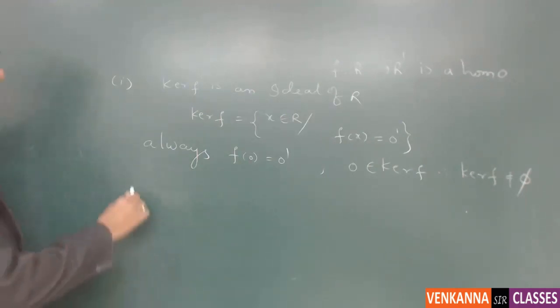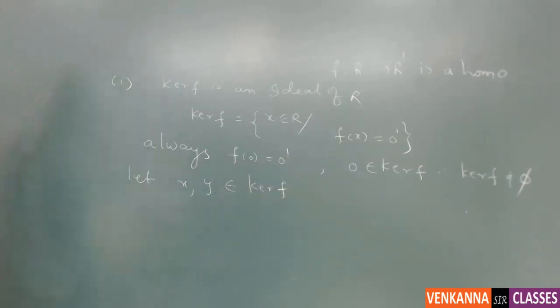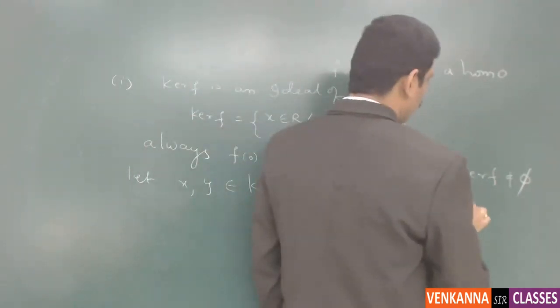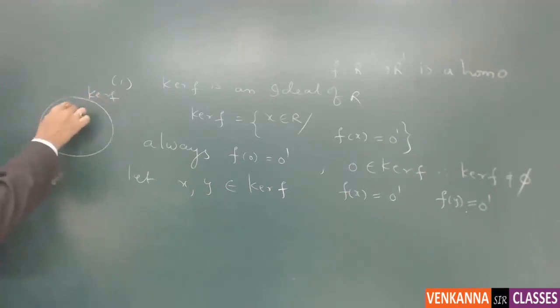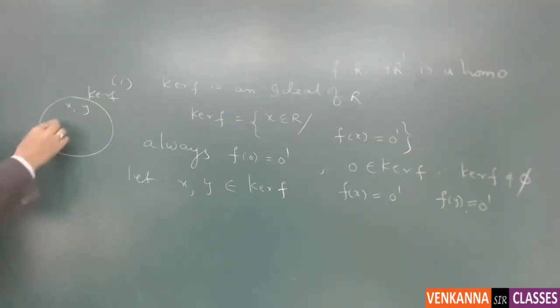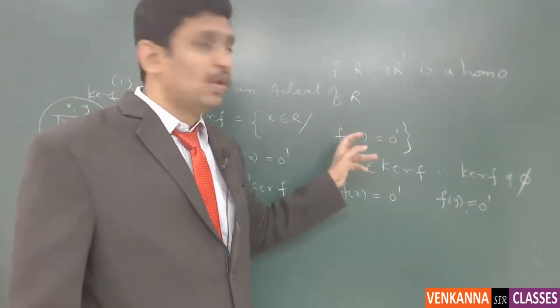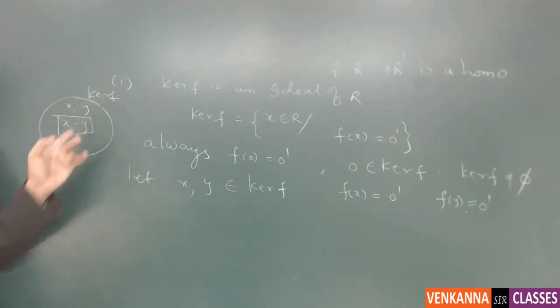And let us take two elements. Let x and y belong to the kernel. So from the very definition of kernel, you can say that f of x is equal to 0 dash and f of y equal to 0 dash. Now, as per the first condition of ideal, we have to show that x minus y also belongs to the kernel. So what does kernel mean actually? We take those elements whose image is 0. So if you want to show that x minus y should belong to the kernel, we have to prove that the image of x minus y is 0.